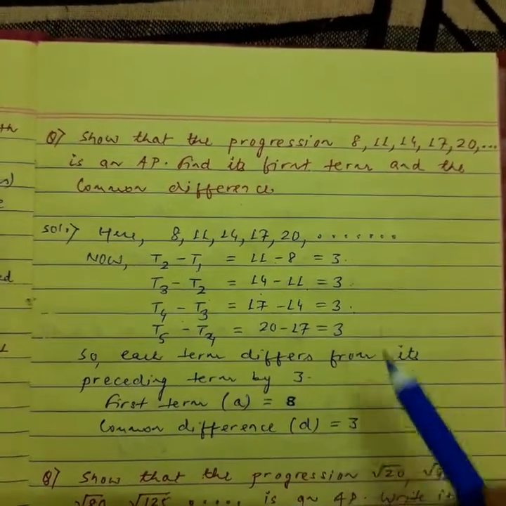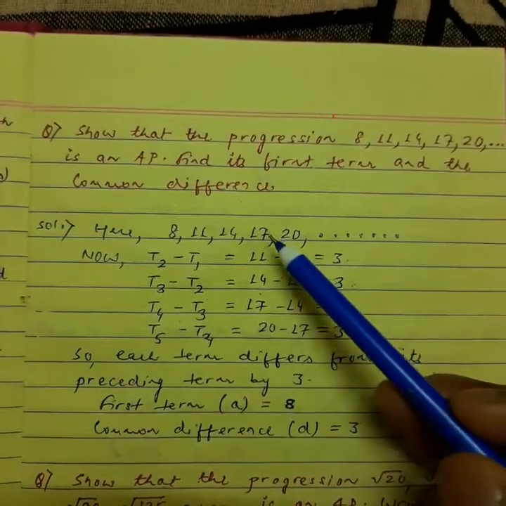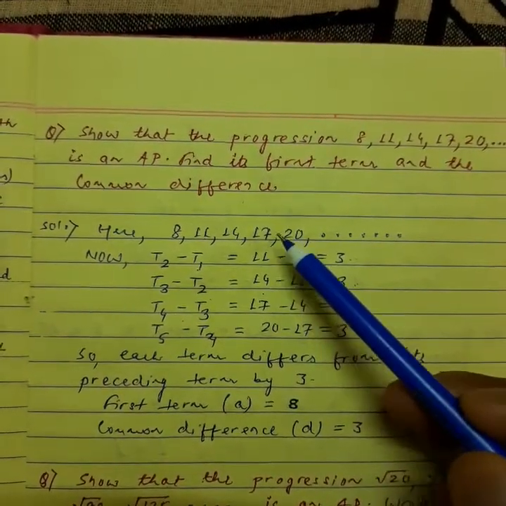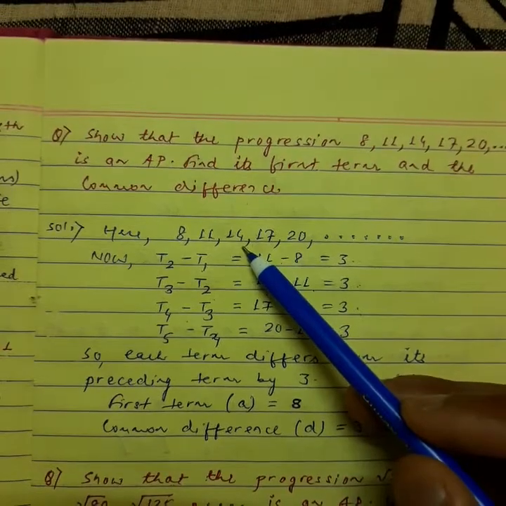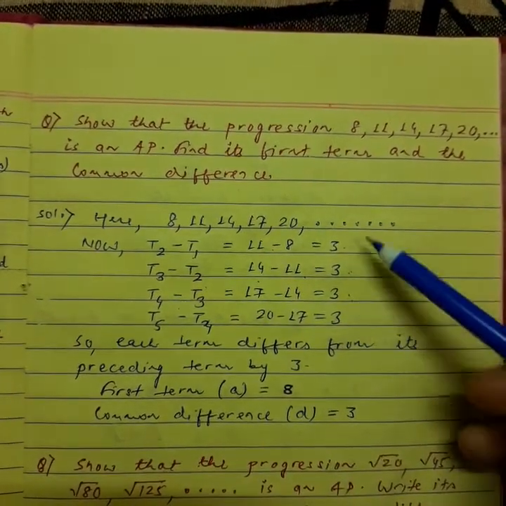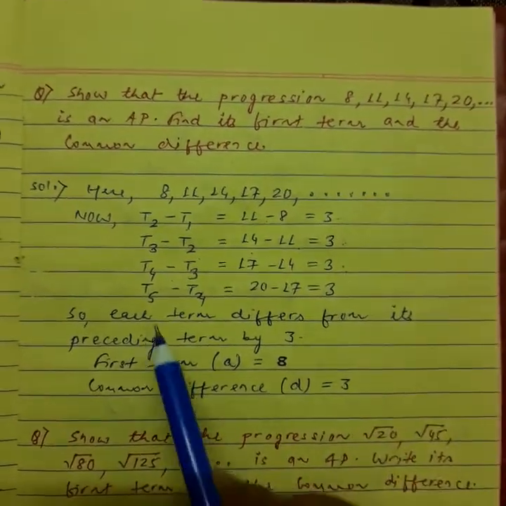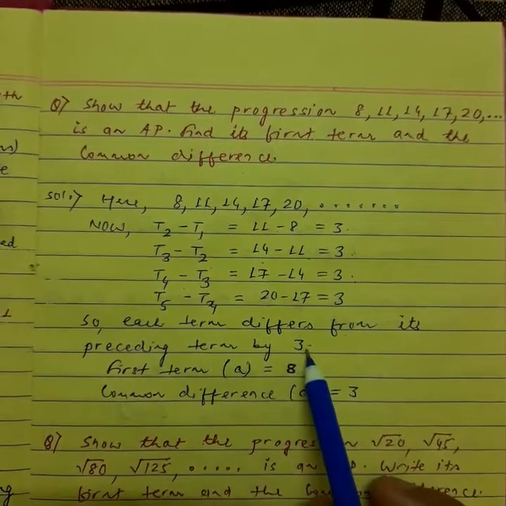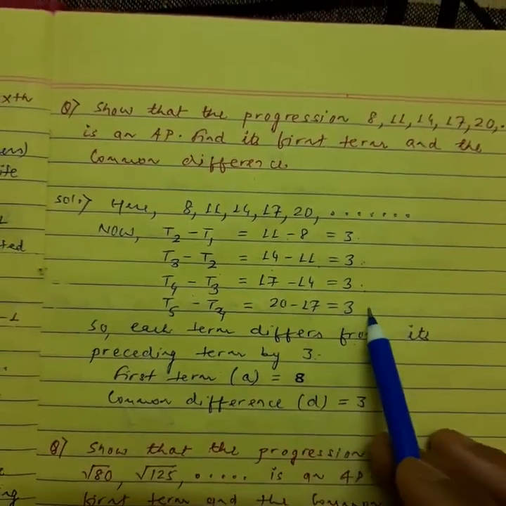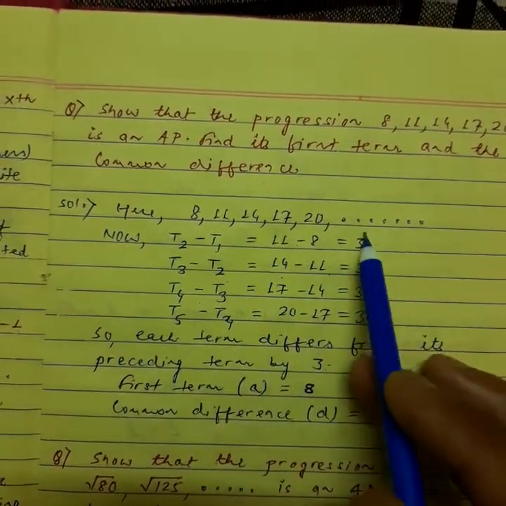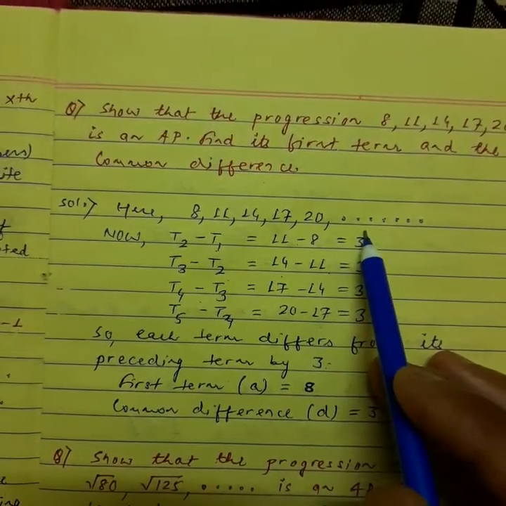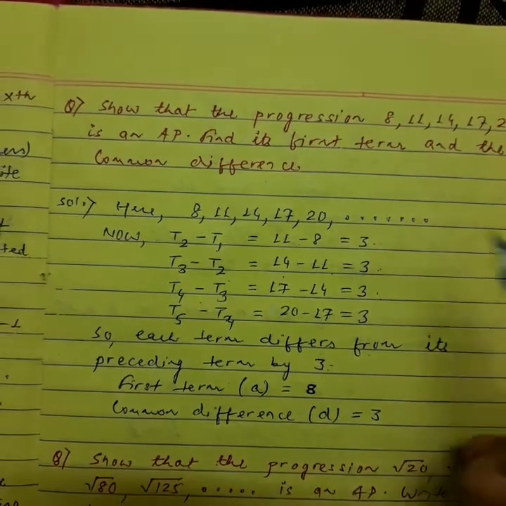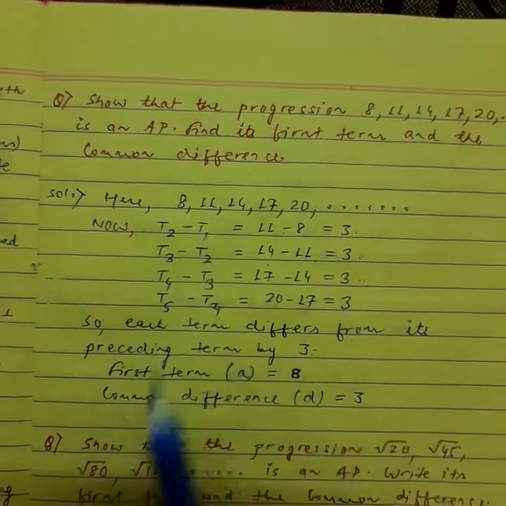So every time we can see that whatever term we select, if we subtract the preceding term from it, every time we are getting 3. So we can comment that each term differs from its preceding term by 3, which means this sequence will be called an AP. And what is the first term? The first term here is 8.